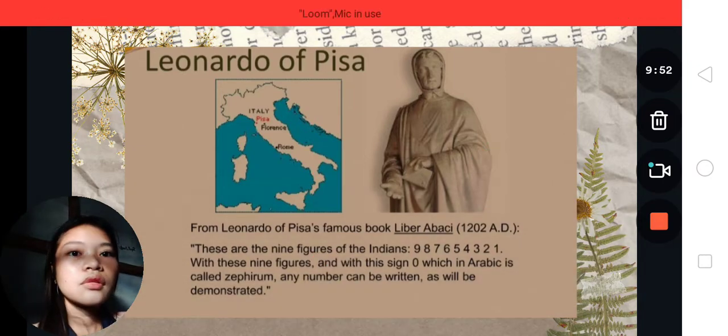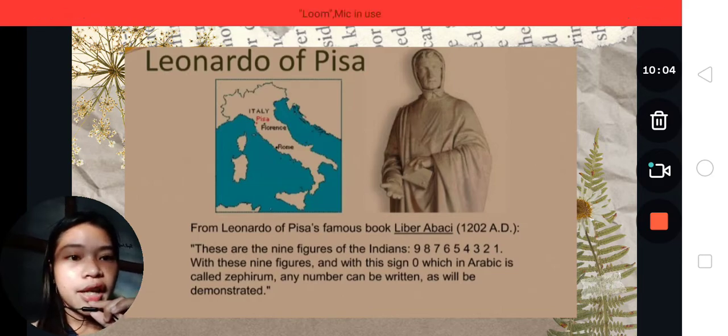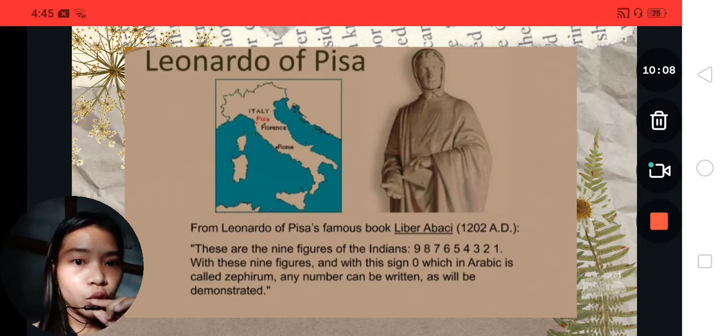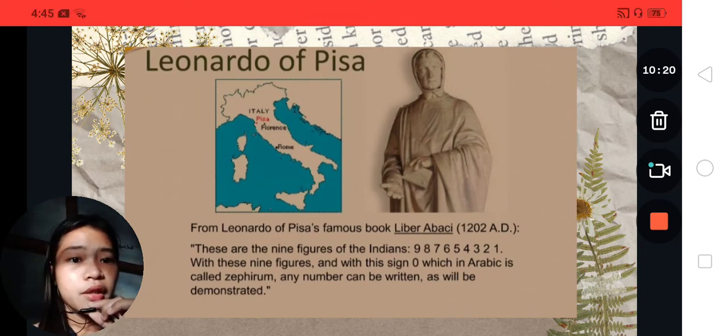This is from Leonardo of Pisa's famous book Liber Abaci, 1202 AD. These are the 9 figures of the Indians: 9, 8, 7, 6, 5, 4, 3, 2, 1. With these 9 figures and with the sign 0, which in Arabic is called zephirum, any number can be written, as will be demonstrated.